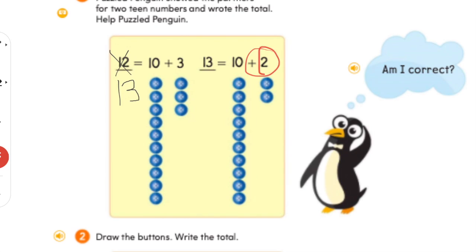Now we see this number. What is that number? 2. Oh, we can just look at the buttons and know that, check, there are 2 buttons right there. So he wrote 10 plus 2. Is he right? Give me a thumbs up if he is. Thumbs down if we can make a change.